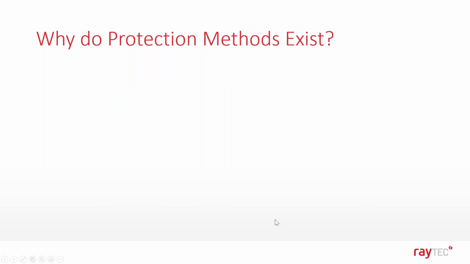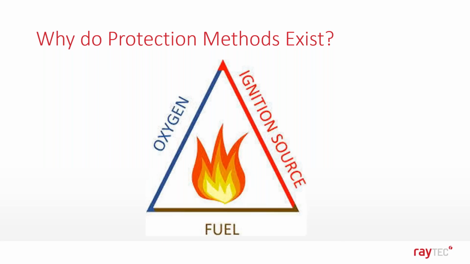To understand these protection methods a little better, we need to step back a level to why we actually need EX certified equipment. I'm sure most of you are familiar with this explosion triangle, which in simple terms states that for an explosion to occur, the following three elements must be present: an ignition source, fuel (combustible gas, vapor, mist or dust), and oxygen. Explosions can be prevented by removing or suppressing one of these three elements.